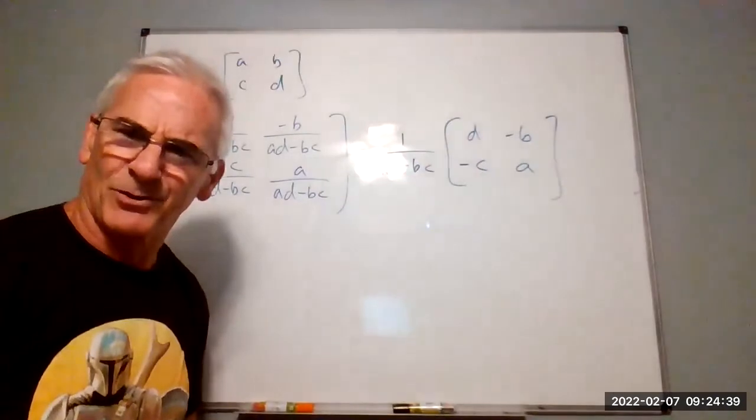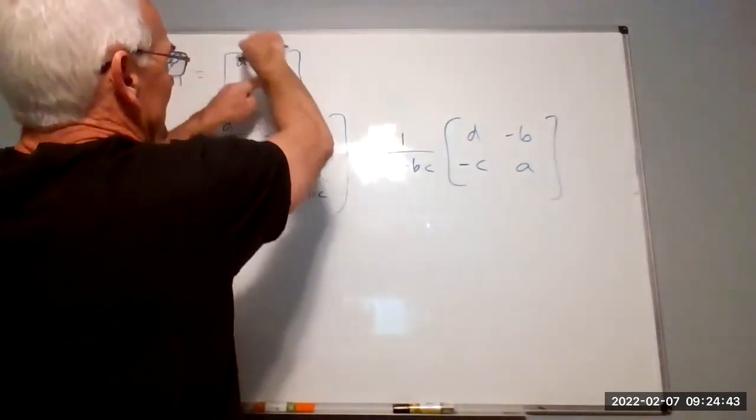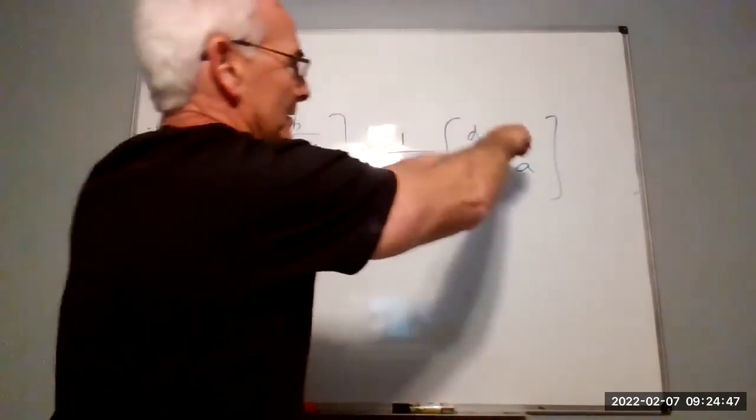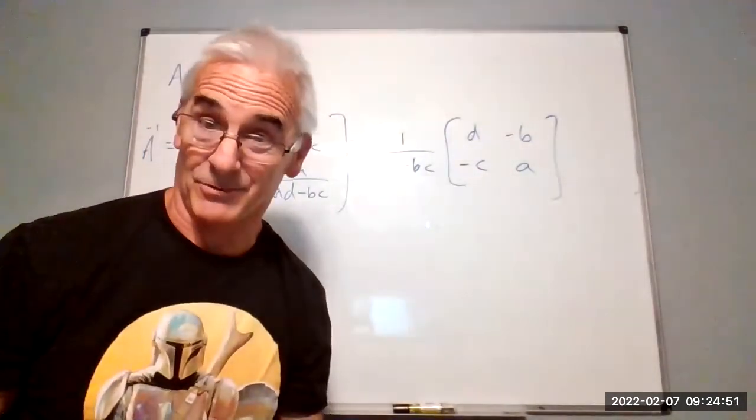Doesn't look like I did a whole lot, does it? It looks like I basically swapped these two and then slapped the negative on these two. Now, that's exactly what we did. There's a shortcut here, in other words.